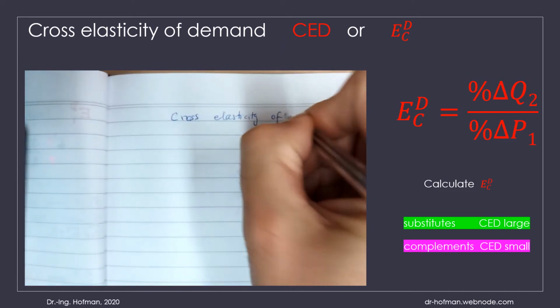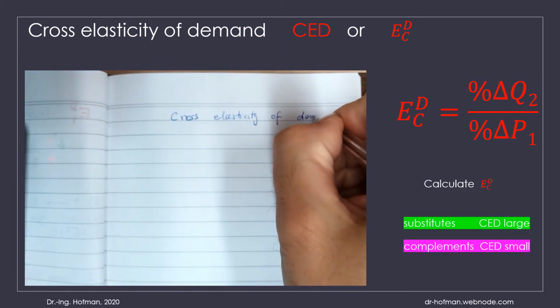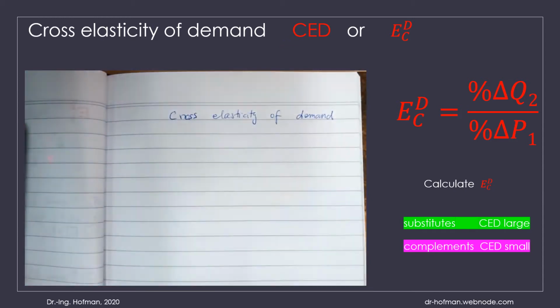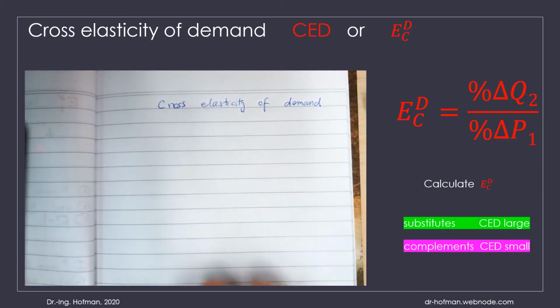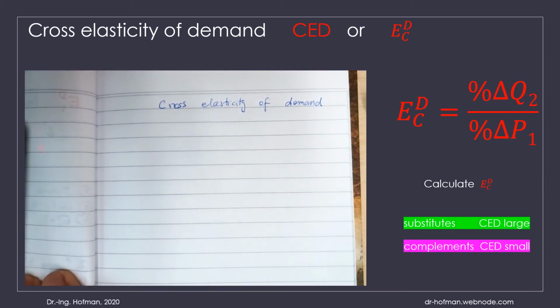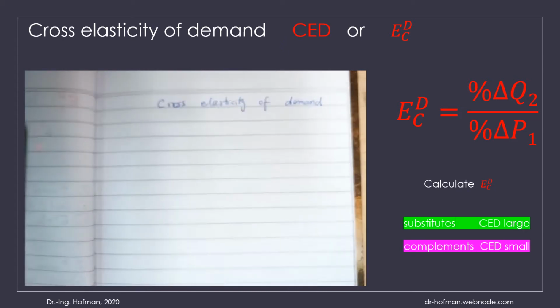Elasticity of demand. So it tells us how much a price change in one good changes the demand for another good.